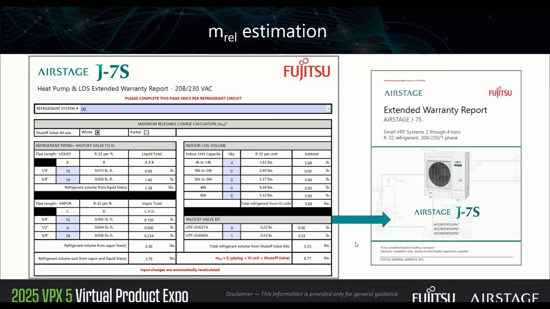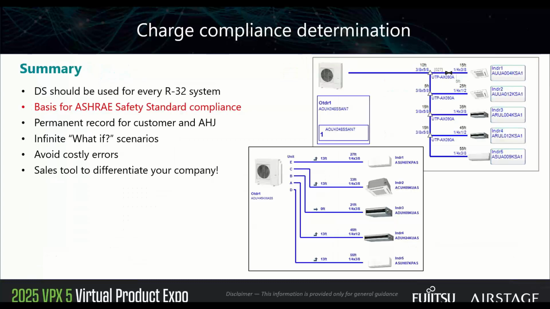And one more point here is on the indoor unit capacity: note that the factor we use for the indoor units is not a function of the unit type, whether it's a cassette, wall mount, or ducted, but rather the unit capacity. So for a quick summary, Design Sim should be used for every R32 application, whether it's J series or H series. I'm a firm believer in that.